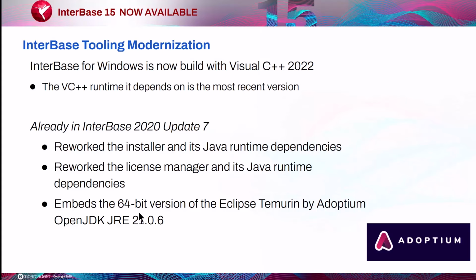There is more we have done and already released in the most recent updates of InterBase 2020 earlier this year, which is a rework of the installer. We moved to a much newer version of the installer. The specific point here is that the installer, not InterBase itself, but the installer and some of the licensing tools that come with InterBase, specifically on Linux, use a Java runtime. The Java runtime dependency used to be on an older version of Java. Now we have moved to embedding Eclipse Temurin, which is the most commonly used and most popular version of the OpenJDK available today.